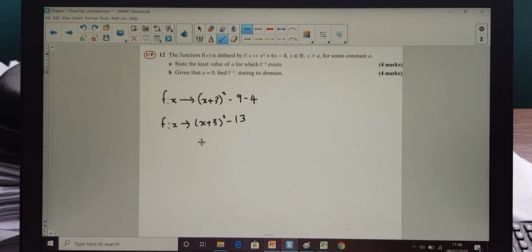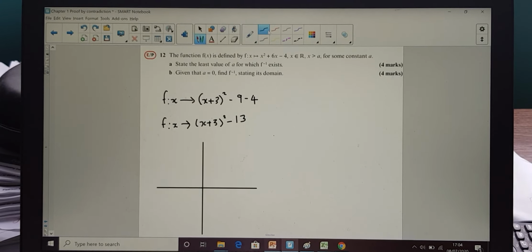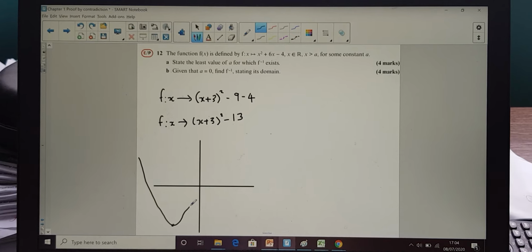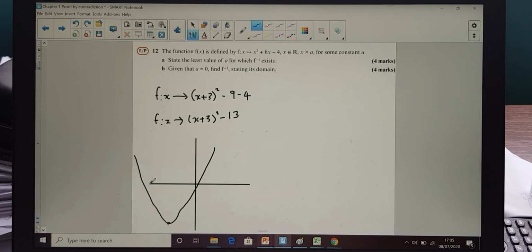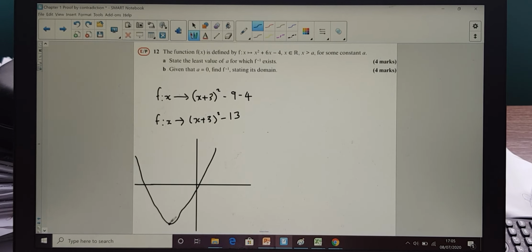So if I sketch that on a graph, that would mean that the minimum point would be, this is telling me 3 to the left, so it'd be 3 to the left and 13 down. And then we would go through -4. Yeah, it's just not the greatest sketch. But can you see that the minimum point would be, the minimum x value would be -3. I can put the y value in there as well.